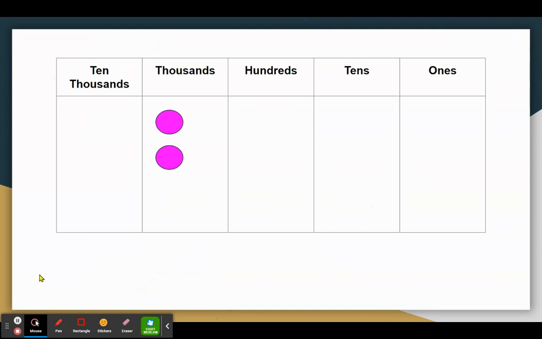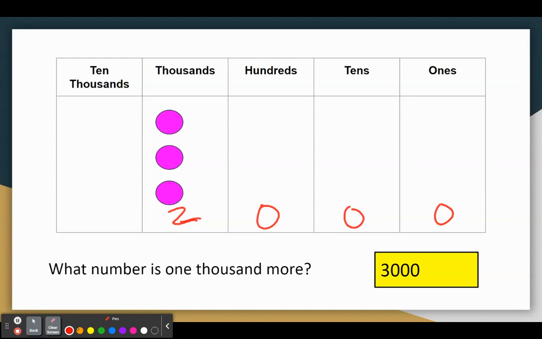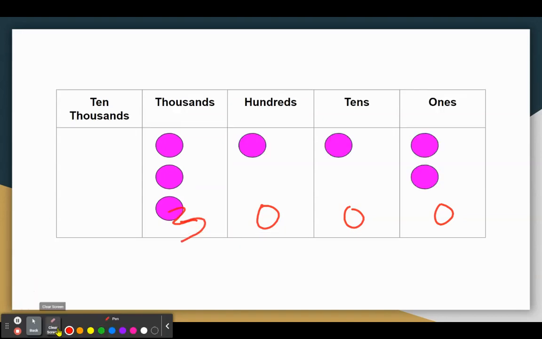So up here we have 2,000, right? And I'm showing that with place value. So I have 2,000. Now, what number is 1,000 more? 3,000. So if I add one more place value to this, I now have 3,000 instead of 2,000. Okay, now, let me clear everything out.